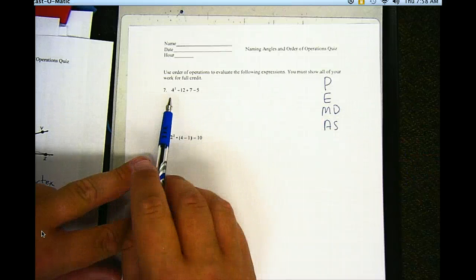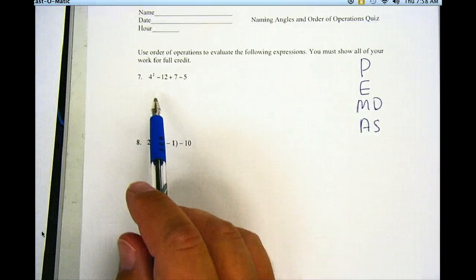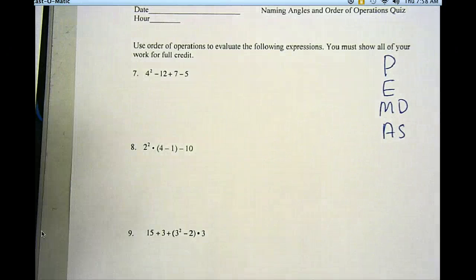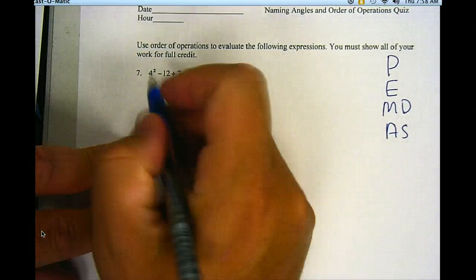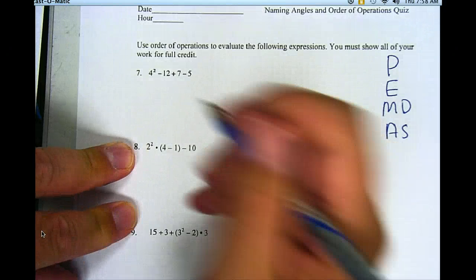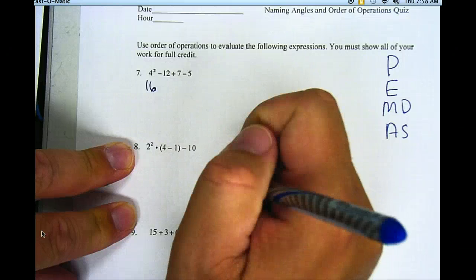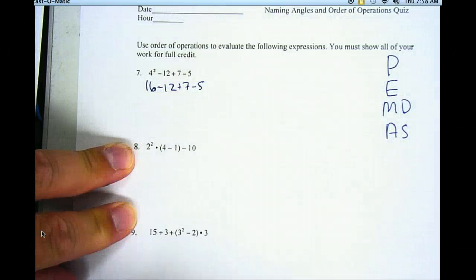So this problem, if I look at the first problem, I'm going to zoom in a little bit here so you can see this a little better. I have 4 squared minus 12 plus 7 minus 5. So I don't have any parentheses, so I'm going to do my exponents. And the exponent is 4 squared, which means 4 times 4. 4 times 4 is 16. And then everything else has to stay the same. So it's minus 12 plus 7 minus 5.